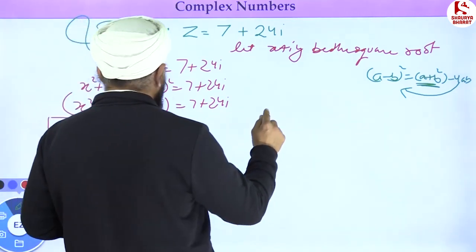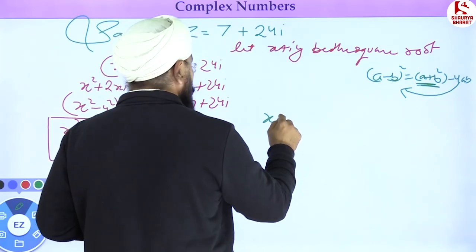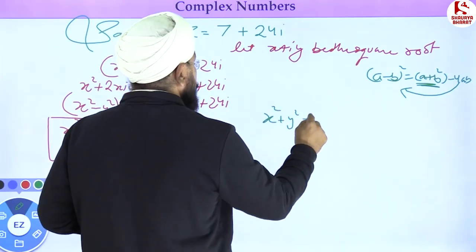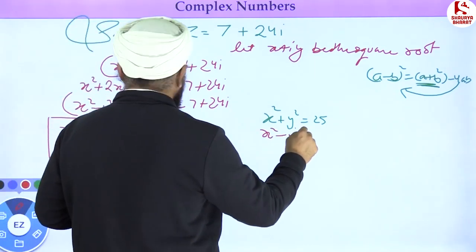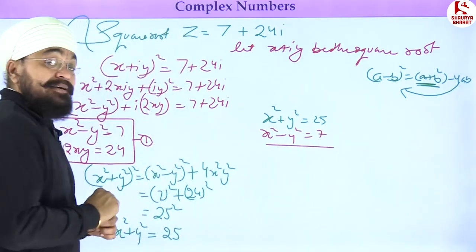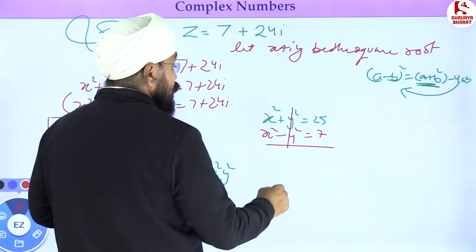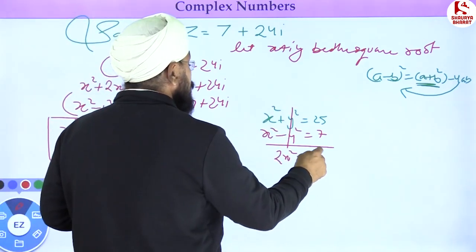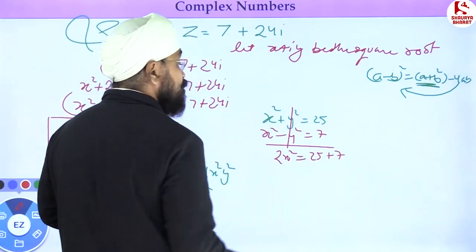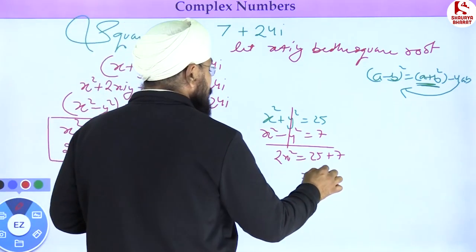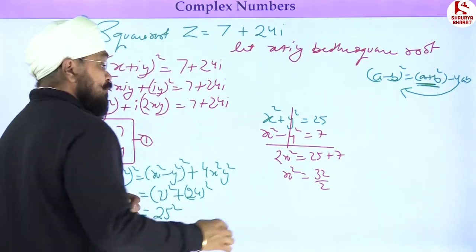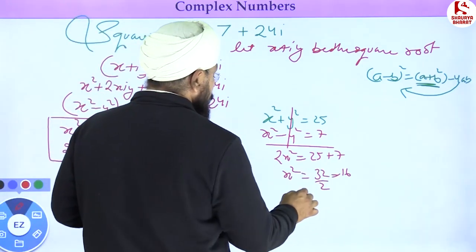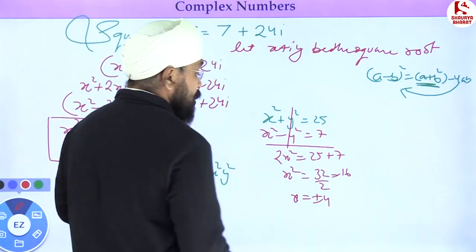So we are having two equations: x square plus y square is equal to 25, and x square minus y square is equal to 7. Let's add them. When you add them, you will get 2x square, which is equal to 25 plus 7. 25 plus 7 is 32. So x square is equal to 32 divided by 2, which is equal to 16. If it is equal to 16, then x is plus or minus 4.